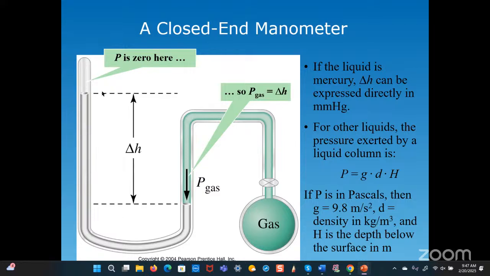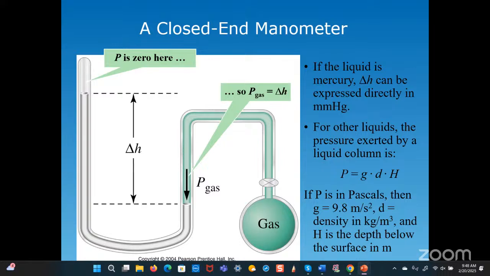So if you measure this difference in height in millimeters of mercury, then that would simply be the pressure of the gas. Now, if you want to calculate the pressure in pascals, then this is the formula that you would use. The pressure of the gas in pascals is equal to ρgh. Now, I don't know how many of you have done physics before, but g is called the acceleration due to gravity.